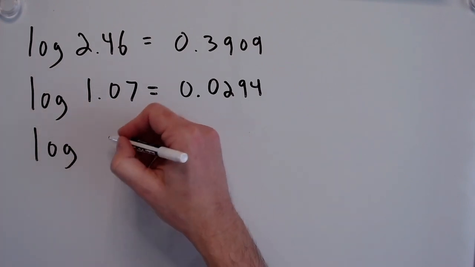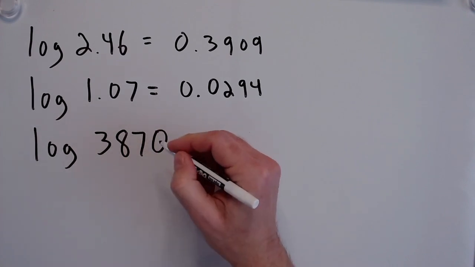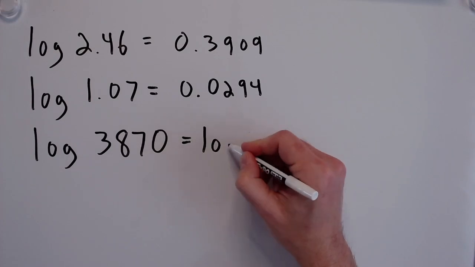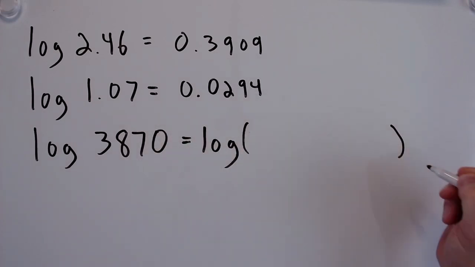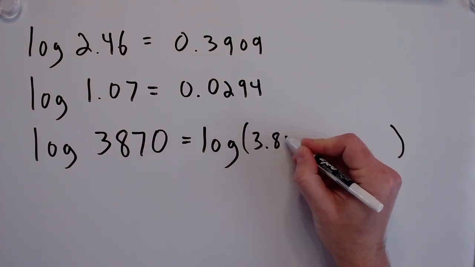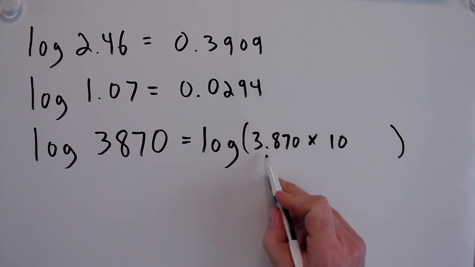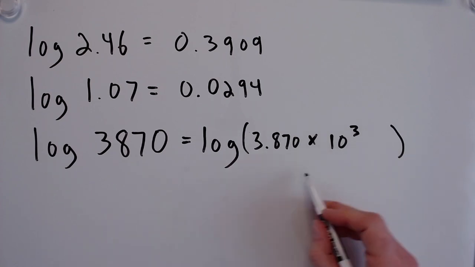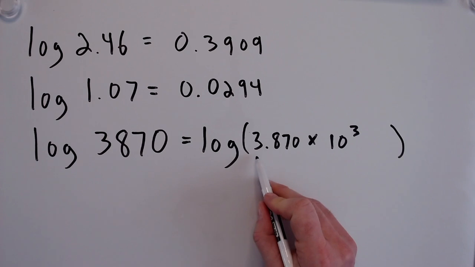All right, let's do one with a slightly bigger number. Log of, let's say, 3,870. Okay, so we got a big number here. We need to break this up into a sum. So to start, we'll put this in scientific notation. 3.870 times 10 to the third power. So the third power, 1, 2, 3, is 3870.